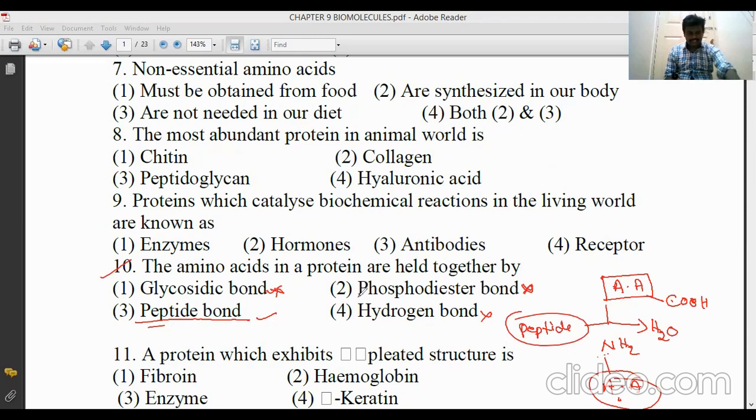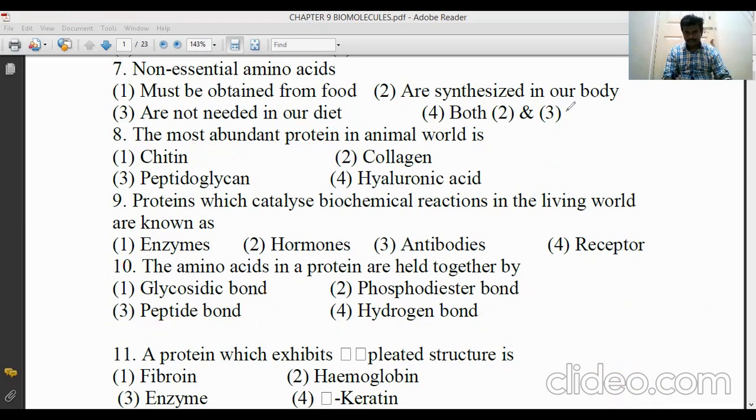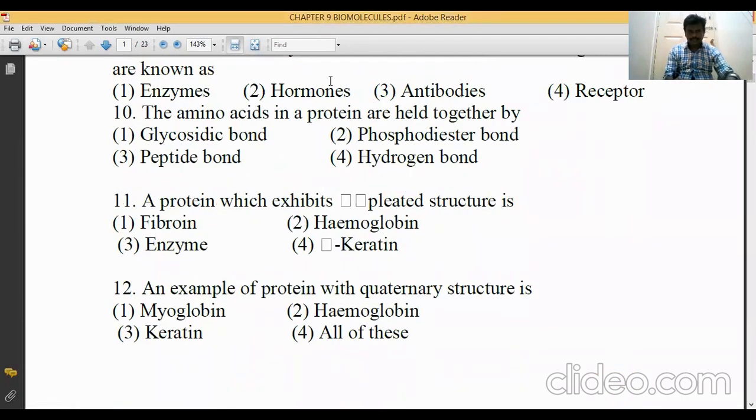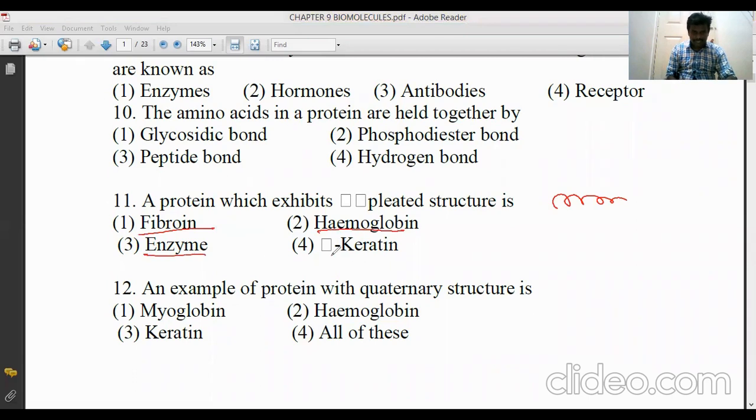Okay, that's all. Next, 11th question. A protein which exhibits a pleated structure. Here four options are given: fibroin, hemoglobin, enzyme, and alpha keratin. Pleated structure means spiral-like structures. Here there is a misprint, alpha pleated structure.